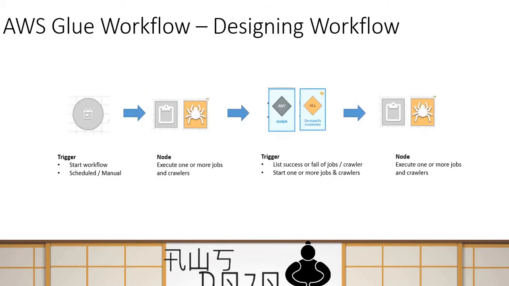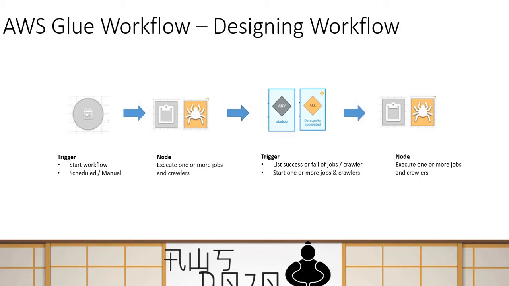Now, moving on, how do you design a workflow? In a workflow, your trigger and node come in an alternating fashion. You always start with a trigger, and the first trigger is used to start the workflow. I mentioned a trigger can be used to start the workflow, job, or crawler. So your workflow always starts with a trigger because you need to start the workflow.